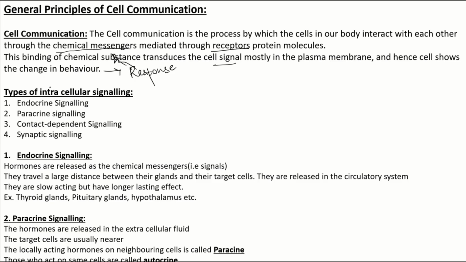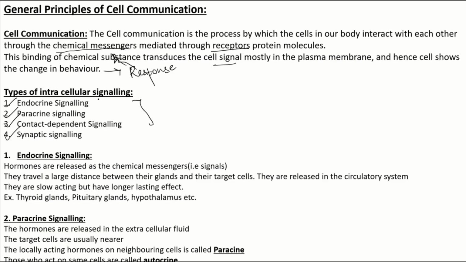Now next, you all know this is the basic thing. Types of intercellular signaling: one cell is interacting with another cell. This is known as intercellular signaling. Signaling means nothing but communication. We basically have four types of cell signaling: the first one is endocrine signaling, then paracrine signaling, contact dependent signaling, and synaptic signaling.